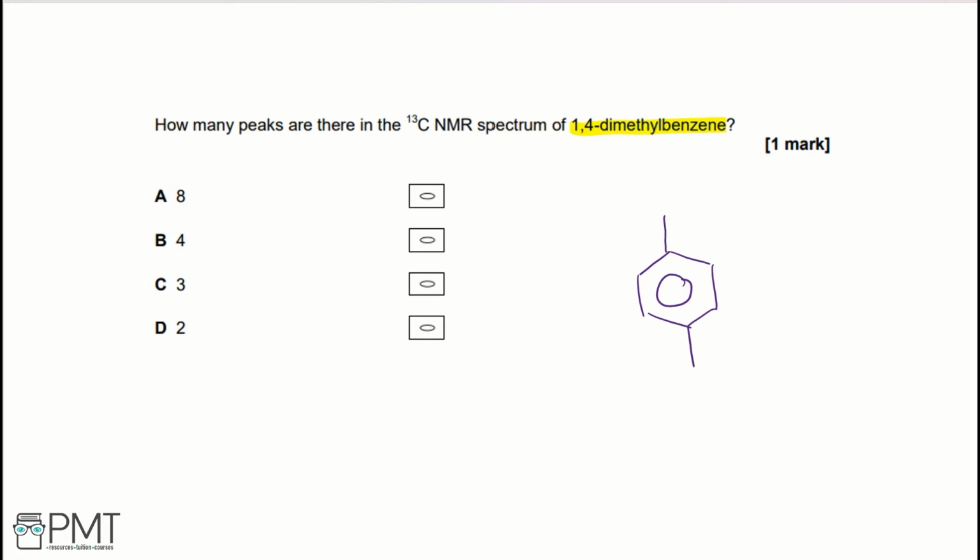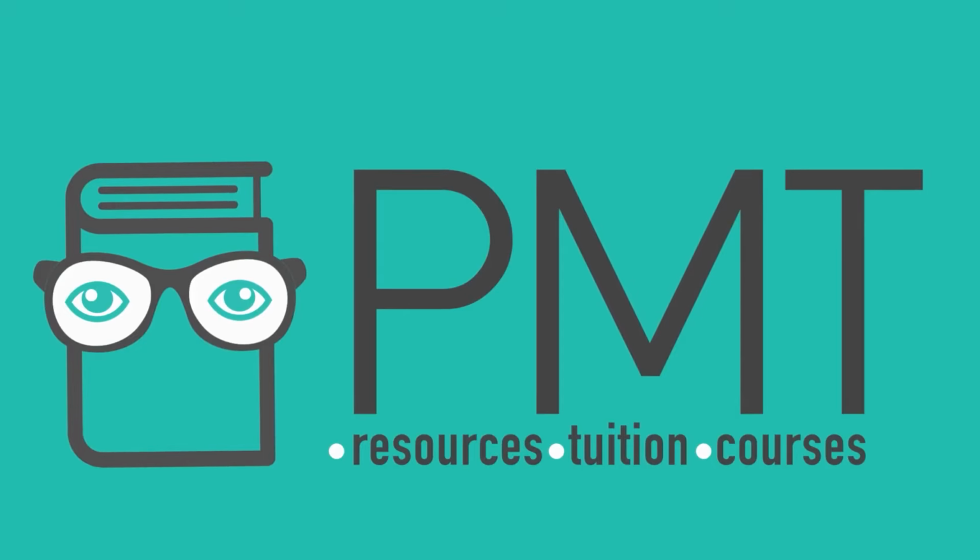So whenever we're looking at an NMR spectrum, we need to look for lines of symmetry. So in 1,4-dimethylbenzene, we have a line of symmetry across the middle and down the top. So that means when we look for the peaks, we have 1, 2, 3, and then another 3 here, following the lines of symmetry. And if we have 3, that means our answer is going to be C. So to get the mark for this question, you need to circle the box corresponding to C.